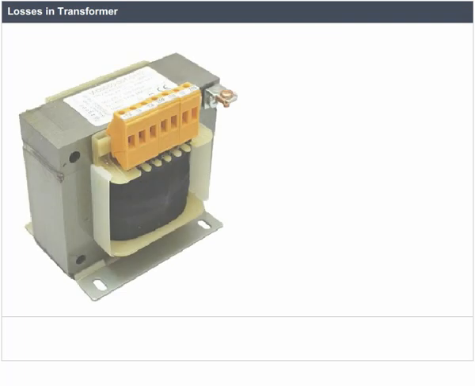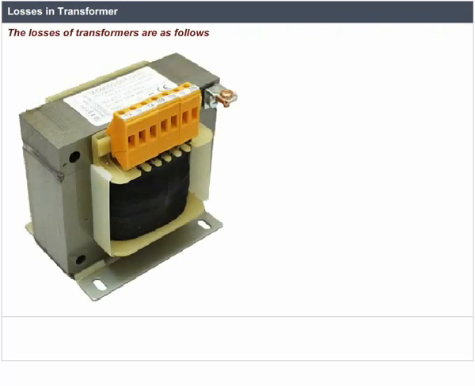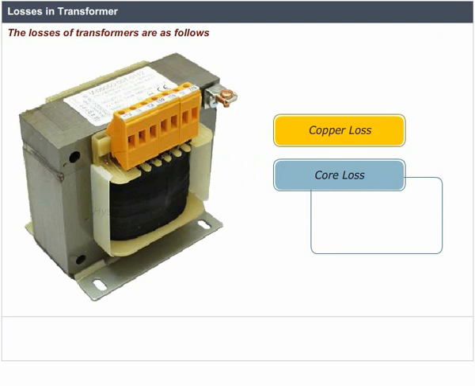Losses in transformer. The losses of transformers are as follows: copper loss, core loss, hysteresis loss, eddy current loss.